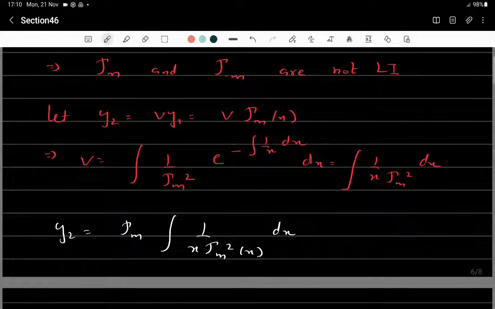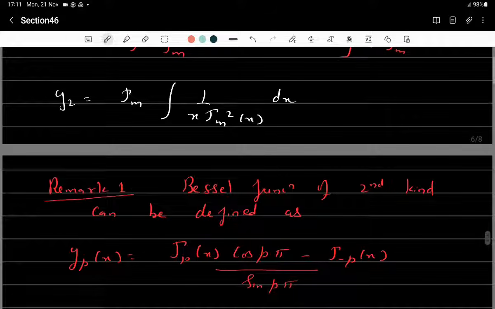It means what I need to remember is when m is not an integer, then the general solution is c1 Jp(x) plus c2 J minus p(x), and when m is an integer, then it comes out to be c1 Jm(x) plus c2 Jm(x) integration 1 by x Jm square(x) dx, which is very complicated. So in this chapter we will mainly focus on the cases when the general solution is c1 Jp(x) plus c2 J minus p(x).